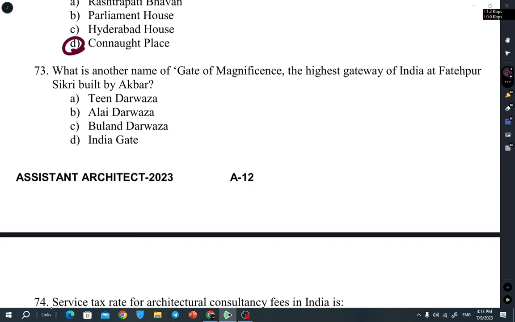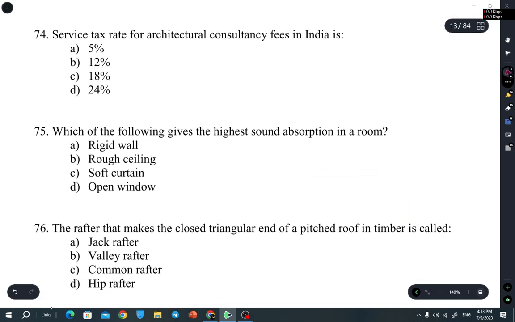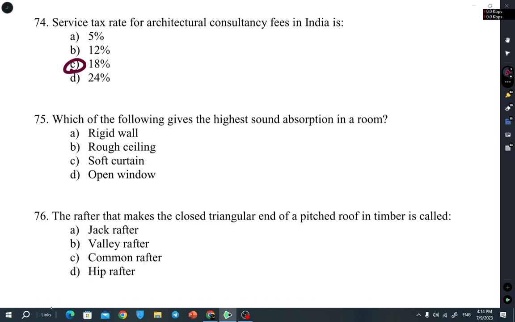Next question. What is the another name of Gate of Magnificence, the highest gateway of India at Fatehpur Sikri built by Akbar? Option C. Buland Darwaza. Service tax rate for architectural consultancy fees in India is option C. 18%. Which of the following gives the highest sound absorption in a room? Option D. Open window.